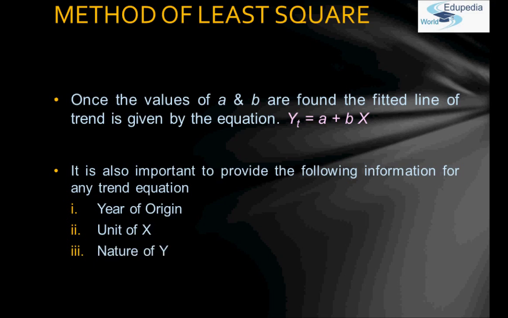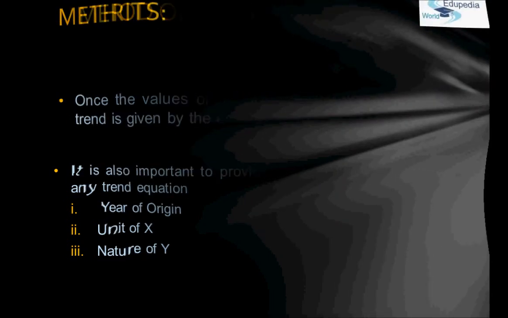Alright, so when we take a numerical problem, you'll understand how we write the solution and how we incorporate this information into the final answer. Okay, so now let's take the merits and demerits. The first merit, or the first benefit, of this method is that it is an objective method.